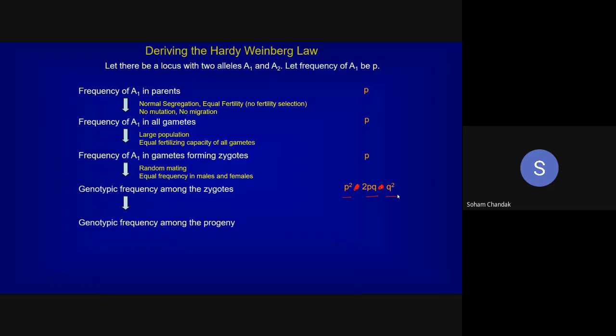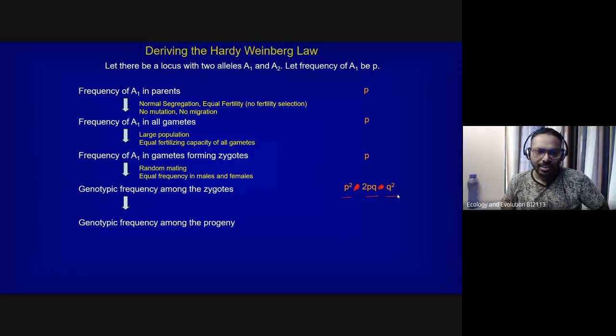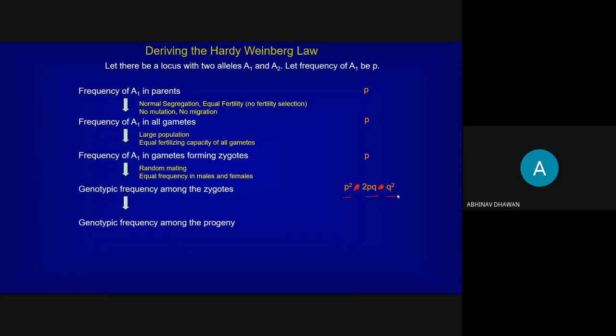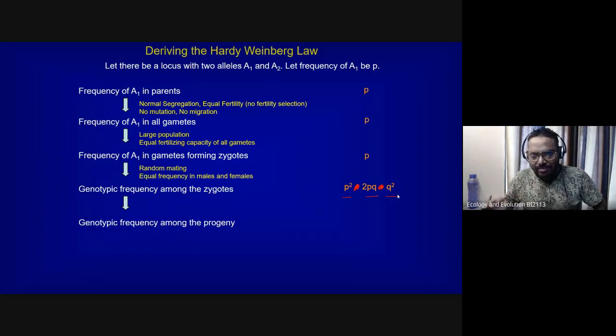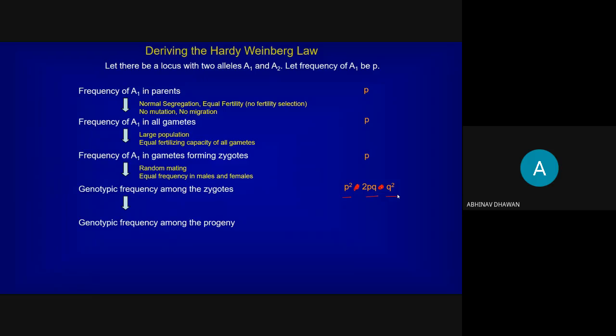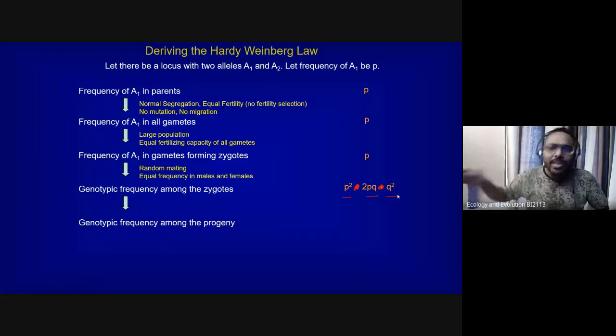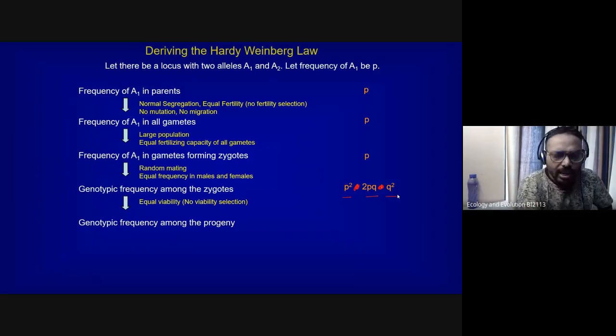Large sample size again. If all survive, or if all of them die at equal rates, right? So if there is 20% mortality, everybody is suffering from the same 20% mortality. So that is what is called viability selection.